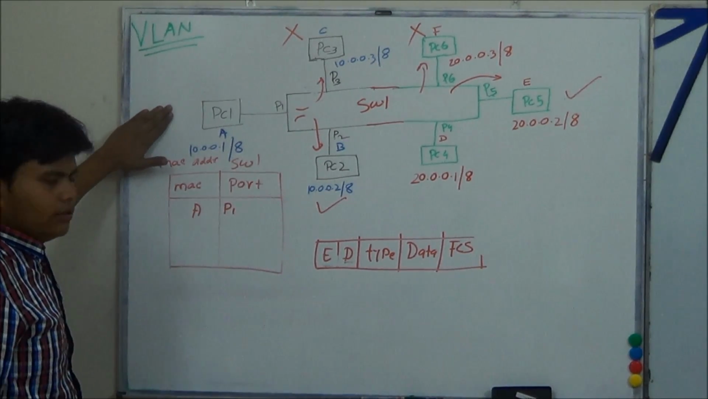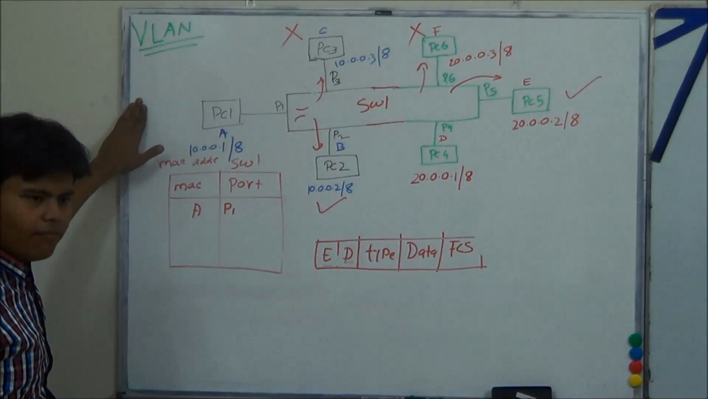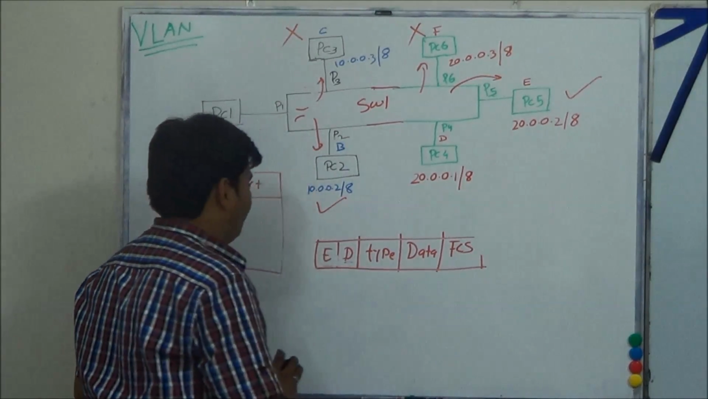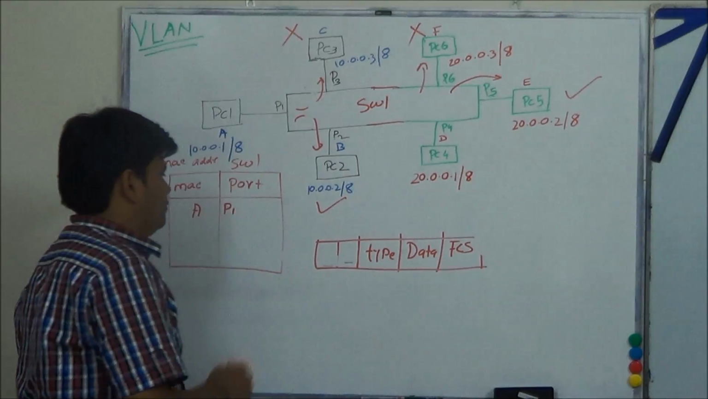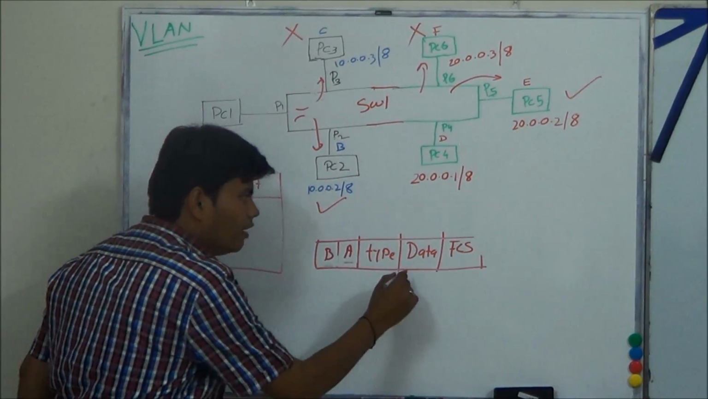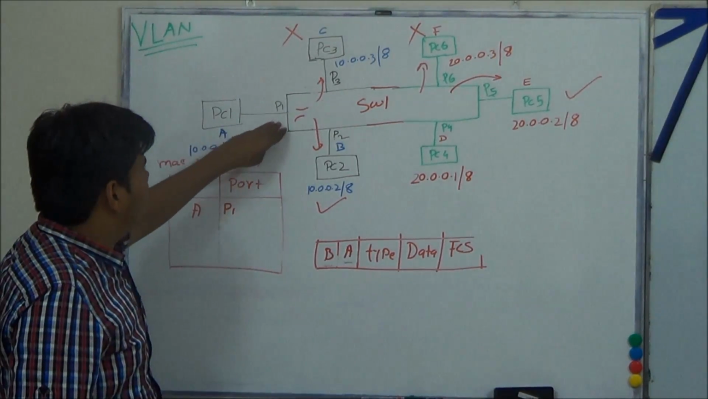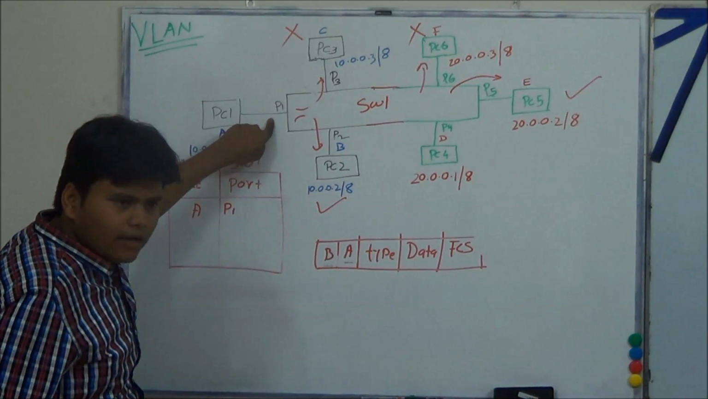When PC1 wants to communicate with PC2, it creates an Ethernet frame having destination MAC address D, source MAC address A, type, data, and FCS. This frame will transfer to the wire. This is the P1 switch, port P1 will receive that frame.